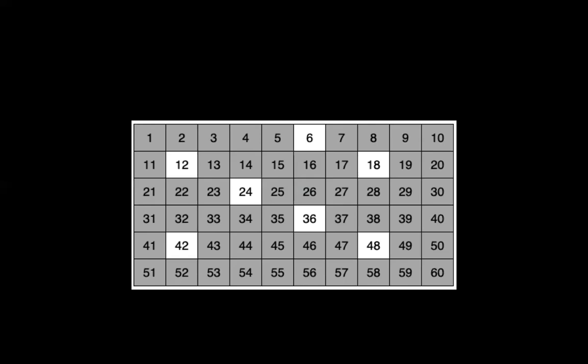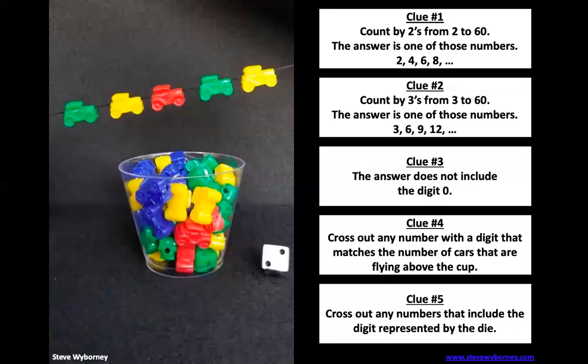All right, let's look at our final clue. The final clue says we should cross out any numbers that include the digit represented by the die. So the die is right here. A die is a single dice. So just one dice is called a die. So what number do you see here? 2. So we should cross out any number that has a digit 2 in it.